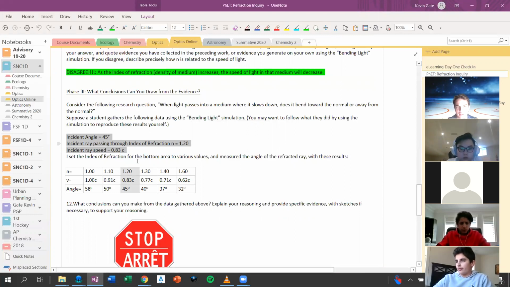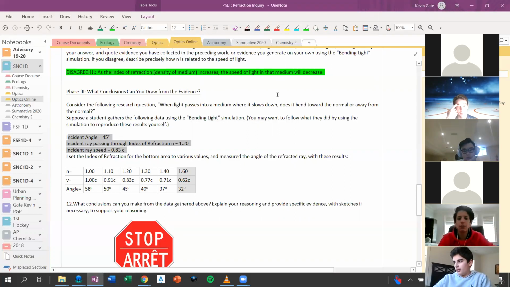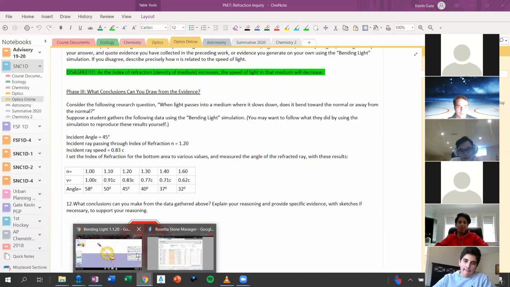It doesn't bend, right? But if it goes to a more dense medium, if it goes from here to a more dense medium, like let's say 1.6, it slows down. And as such, the angle bends toward or away from the normal. Christian? Toward, right? So let's take a look at that in the simulation.